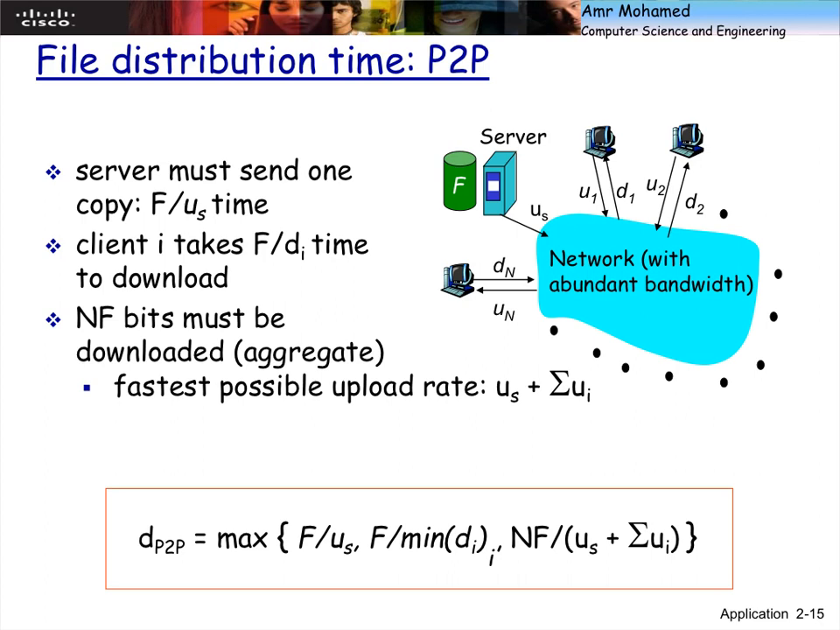The server itself needs to send the file only once, because it divides the file into chunks, and it may send one chunk to one peer, a second chunk to another peer, a third chunk to a third peer, and so on.